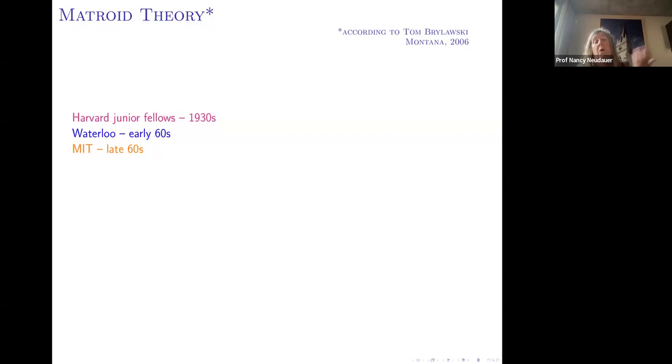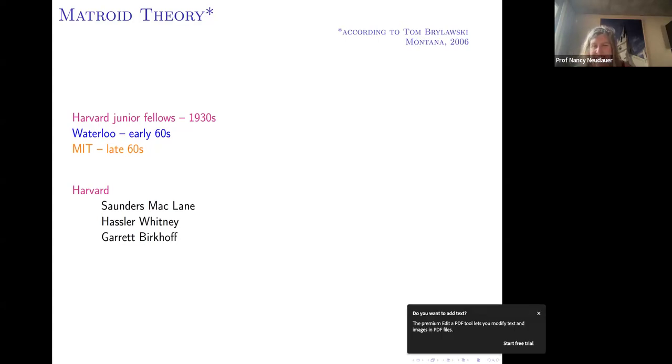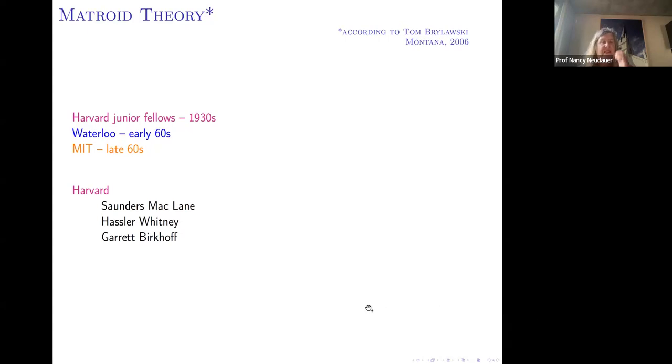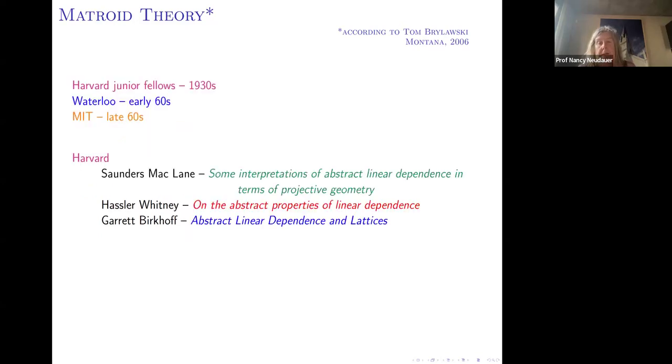And so one question we might ask is, well, who were these Harvard Junior Fellows? And you might have heard of some of these guys. We have Saunders Mac Lane, Hassler Whitney, and Garrett Birkhoff. You might know Birkhoff from geometry and Whitney from topology and other fields, but this is when they're young. And they're all sitting around saying, hey, did you notice these different objects have these similar properties? And so these are the articles they first wrote on it. You've already seen the Whitney article earlier, but we also have some interpretations of abstract linear dependence in terms of projective geometry, and abstract linear dependence and lattices.